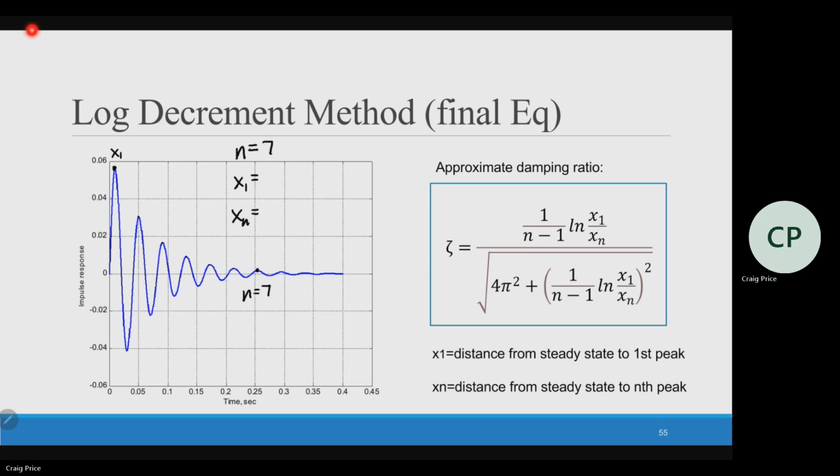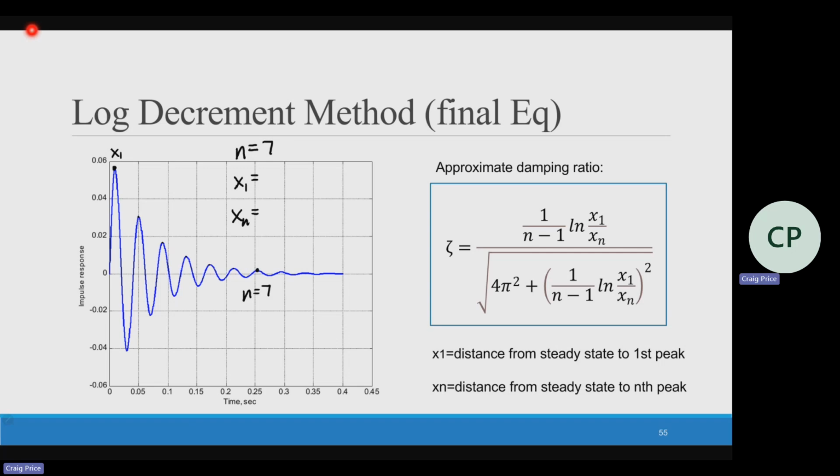Okay. So you get to pick. Now you can pick 6. 6 is probably going to be fine. It's going to give you maybe a slightly different damping ratio, and that's okay. We want to get close to steady state, but not too close.